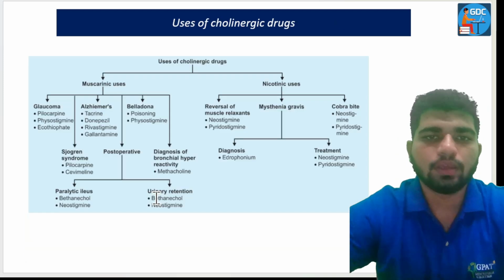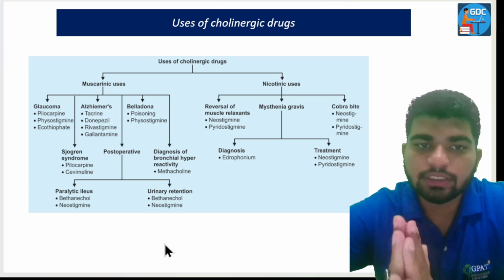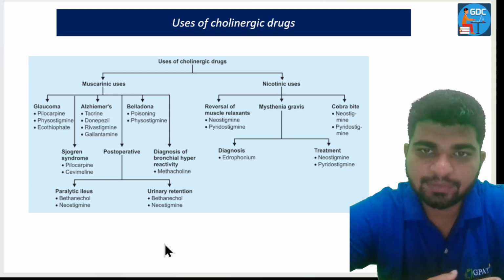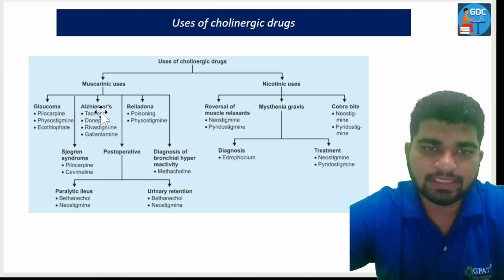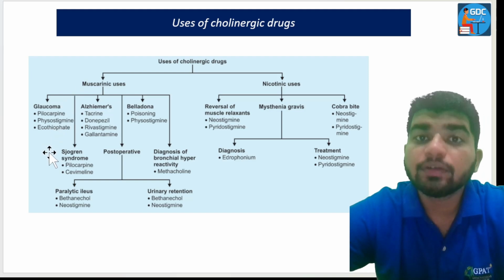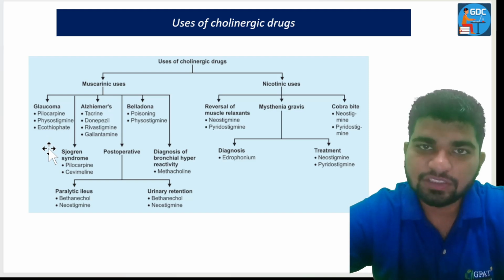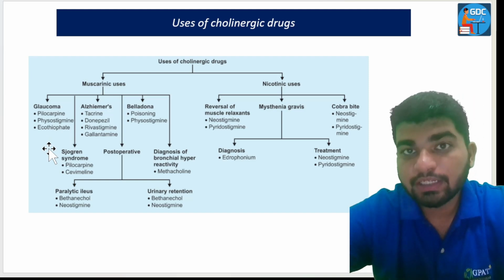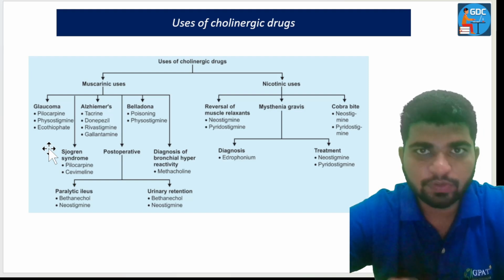Okay. Now let's move towards the uses of cholinergic drugs. So there are two uses. Muscarinic uses because of the muscarinic receptors, and nicotinic uses because of the nicotinic receptors. In the case of muscarinic uses, they are used for glaucoma, Alzheimer's, and belladonna poisoning. For glaucoma, three types of drugs can be used: pilocarpine, as an M3 mediation, as a miotic drug; physostigmine, also a miotic drug; and ecothiopate, also a miotic drug. All the miotic drugs are useful for glaucoma.